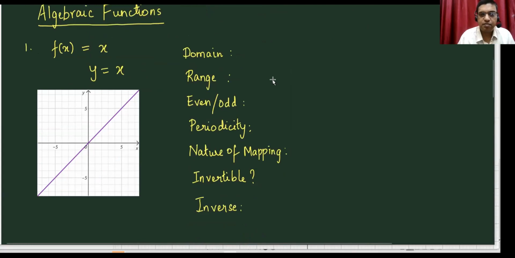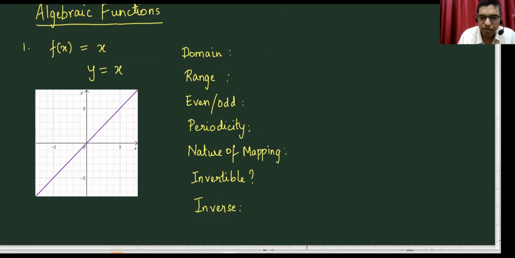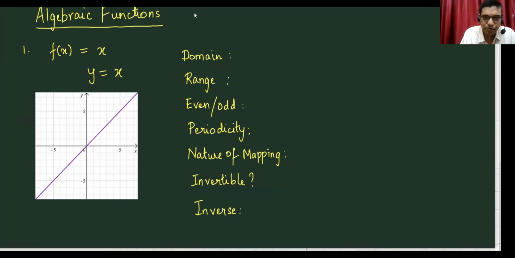So now let us come back here. What is the domain of this function? Now I want all of you to unmute yourself and participate in this class, because this class is full of participation. What is the domain of this function? Minus infinity to infinity. Very good.